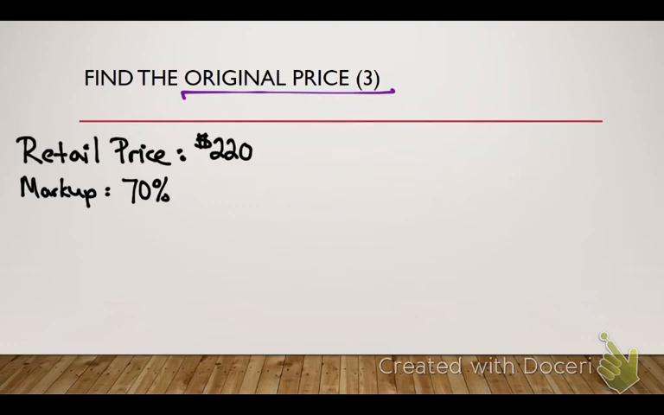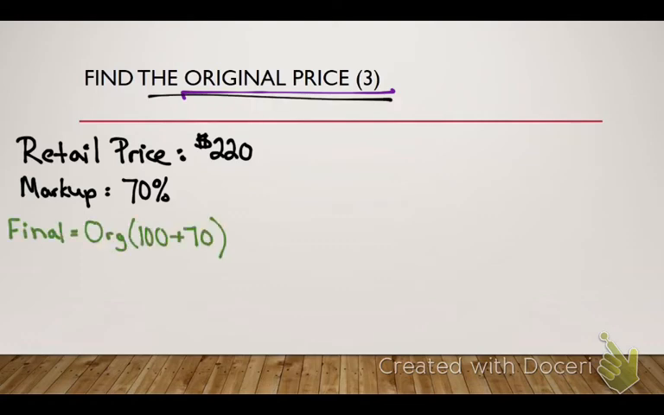All right, so retail price. What you need to understand is retail price is what you're paying. That's your final amount. That's your final price. Okay? So your formula is final amount equals original times 100. And why did I add 70? Because that was the markup. If it had been a discount, I would subtract 70.